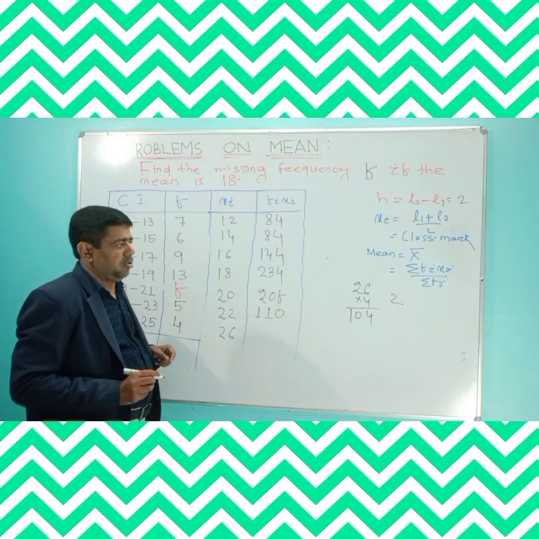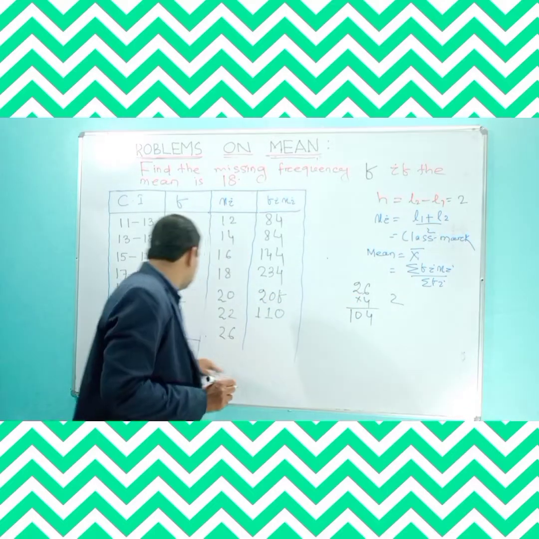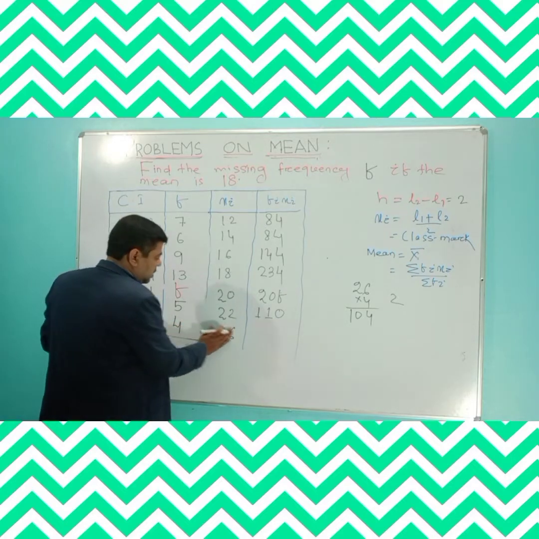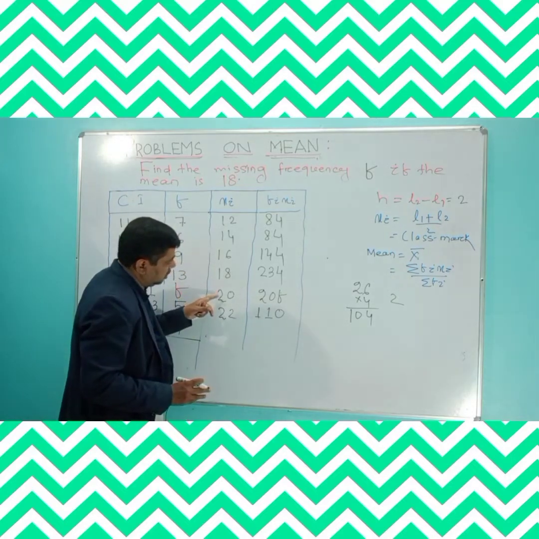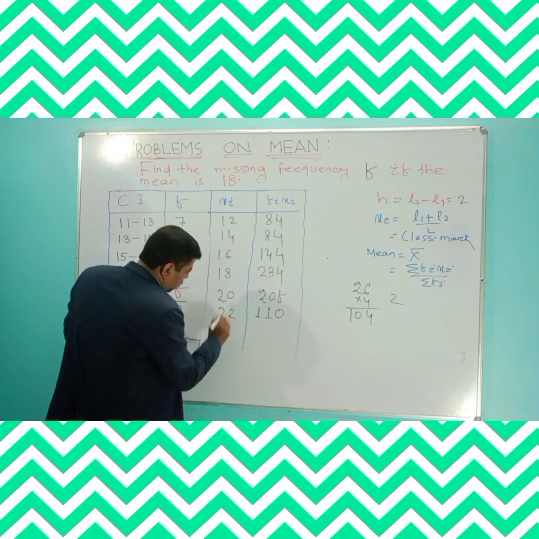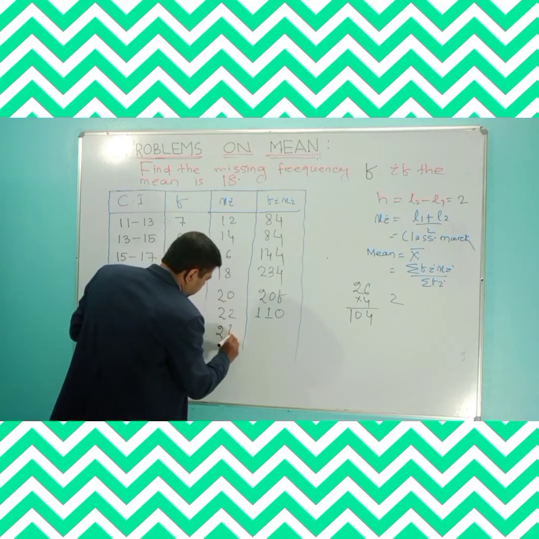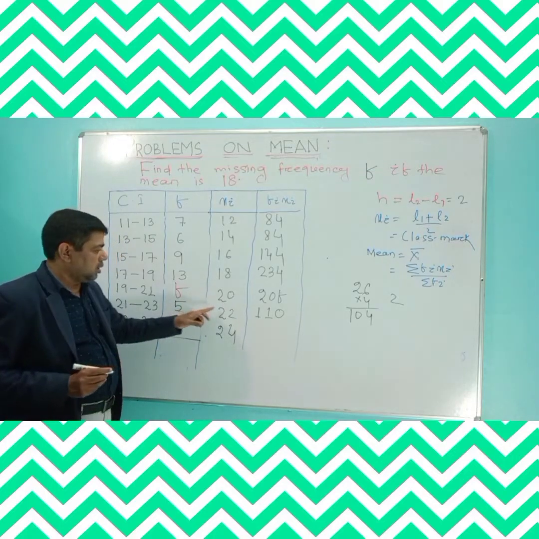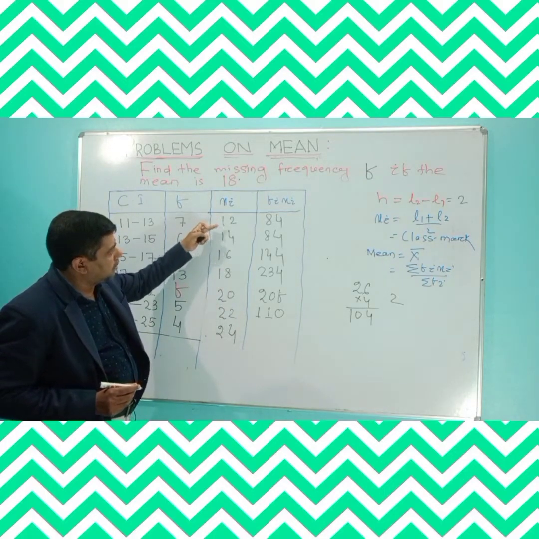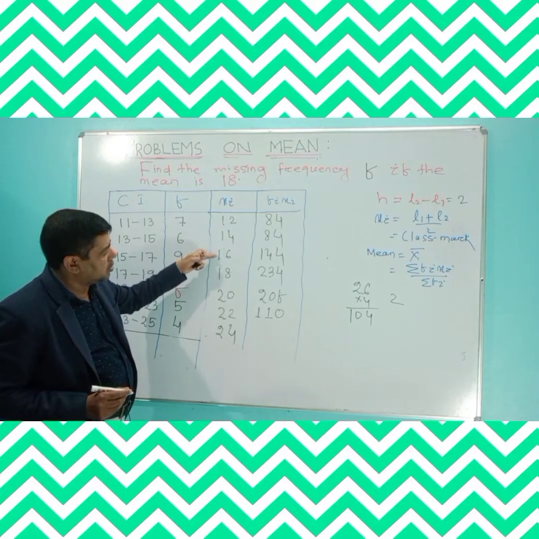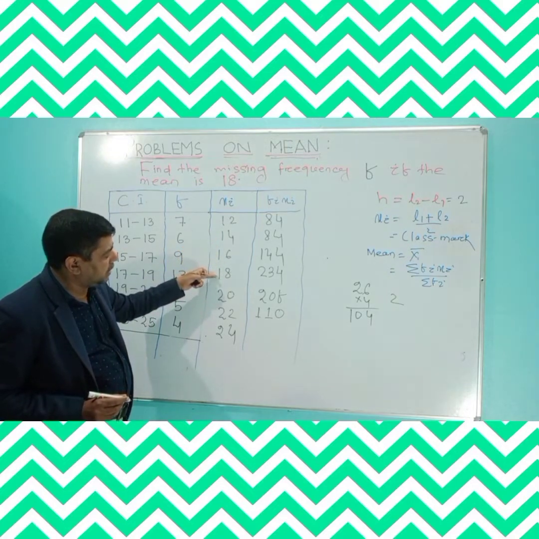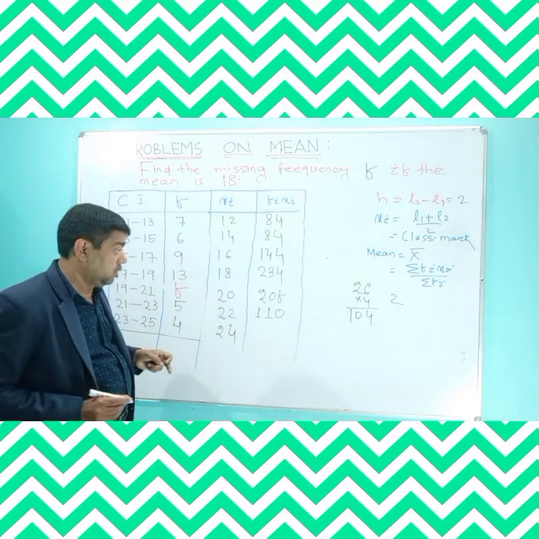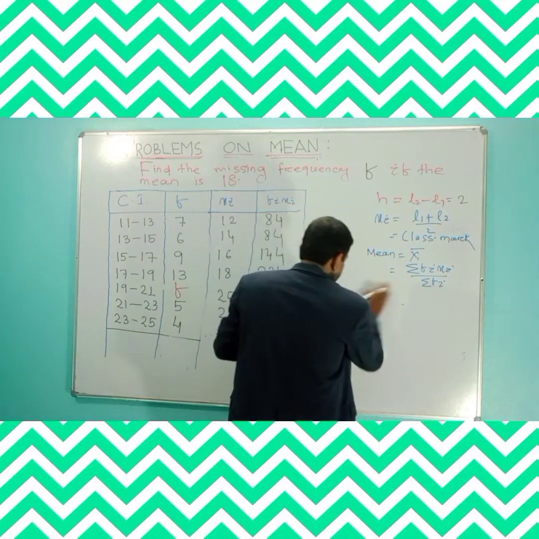Yes or no? 4 sixes are... there is a mistake here. Once again check here. Class size is 20 plus 2 is 22, and 22 plus 2 is 24. You can check here: class size 12 plus 2 is 14, 14 plus 2 is 16, 16 plus 2 is 18, 18 plus 2 is 20, 20 plus 2 is 22, 22 plus 2 is 24. So there is a mistake. Rectify the mistake here.